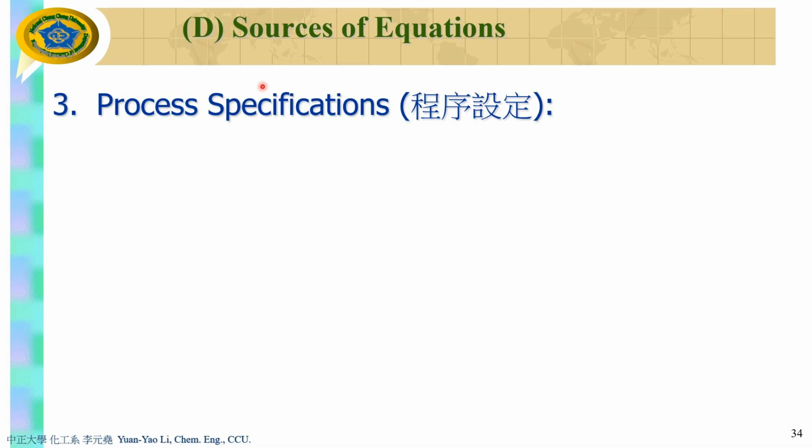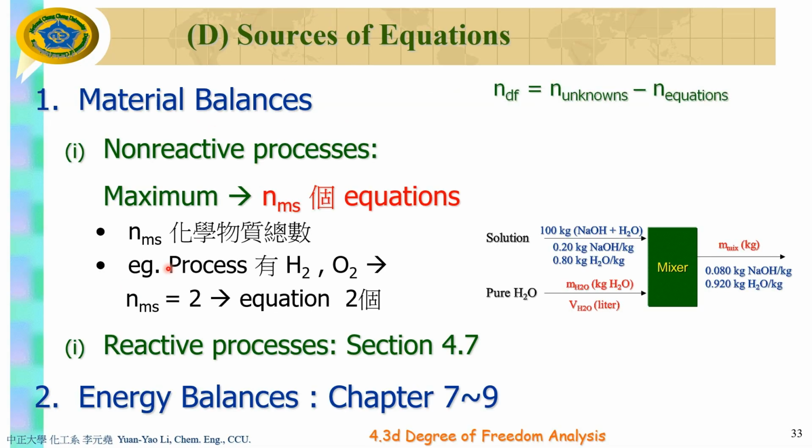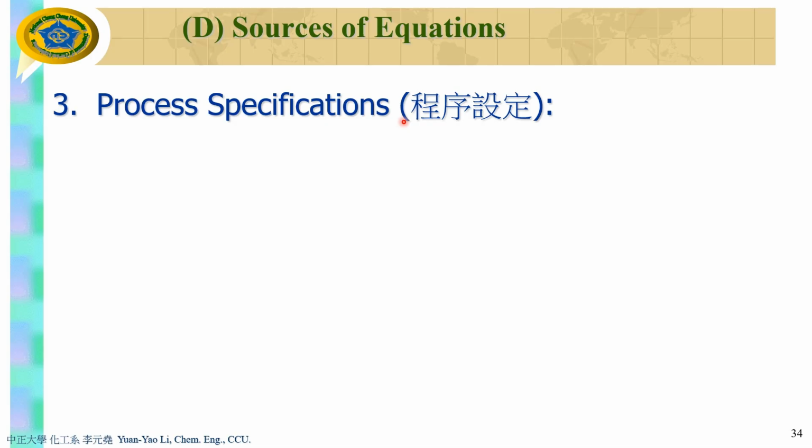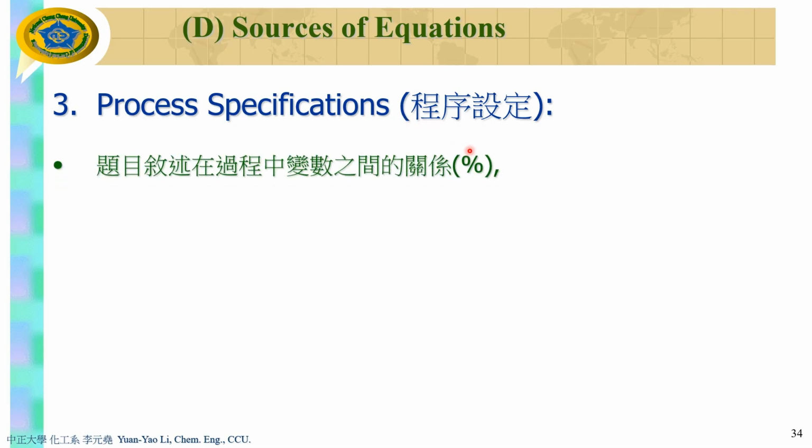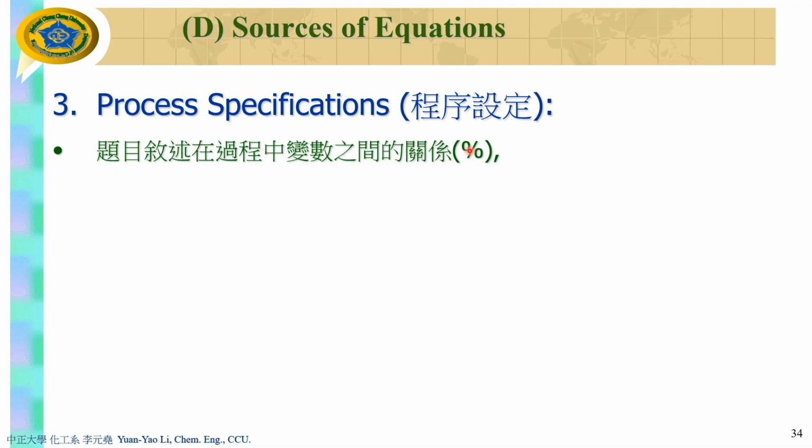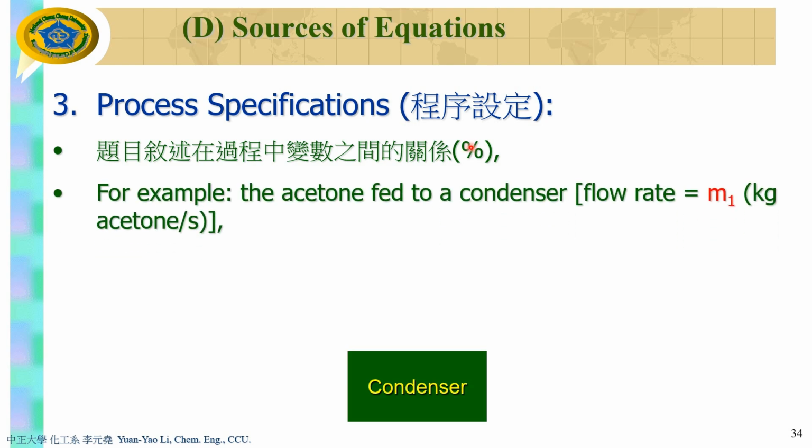And number 3 is the process specification. Sorry, number 1, number 2, or number 3 is the process specification. What is process specification? For example, in the exercise or in the questions, I tell you the relationship between the mass and the volume. That's what? Density, right? So this is called specification. This is one example. For example, acetone is fed to the condenser. This is a condenser. Okay, N1. So this is called N1. Right? Acetone fed into the condenser. You have N1 here.